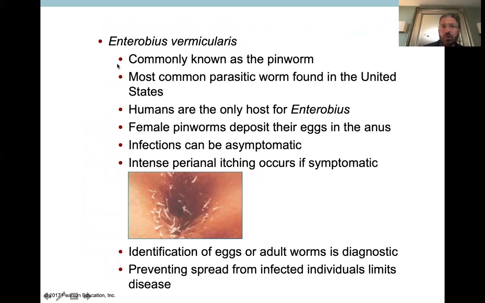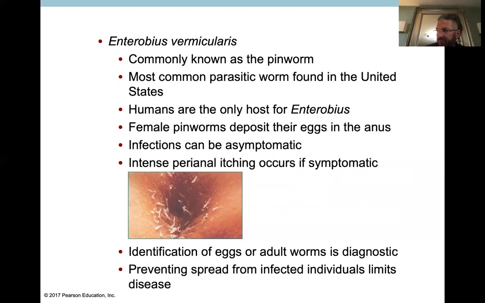So Enterobius vermicularis, right, means round, commonly known as a pinworm. Most common parasitic worm found in the United States. Humans are the only host for this species. Female pinworms deposit their eggs in the anus. Infections can be asymptomatic. Kids don't even know they have it. So there's going to be intense perianal itching if symptomatic.